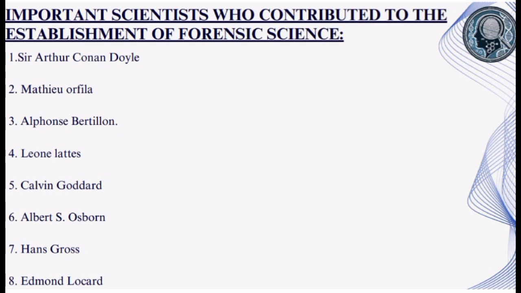First, Sir Arthur Conan Doyle. He popularized the technique before it was applied by police agencies through his fictional character, Sherlock Holmes. And then Matthew Orfila, who is the father of forensic toxicology, and in the year 1814 he published the first scientific detection of poisoning and their effect on animals.